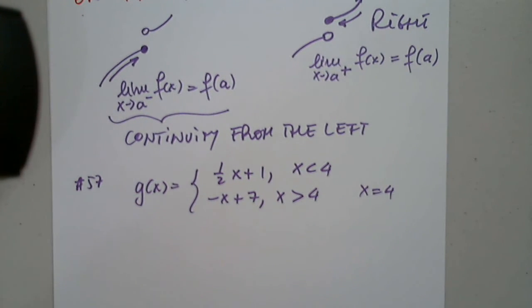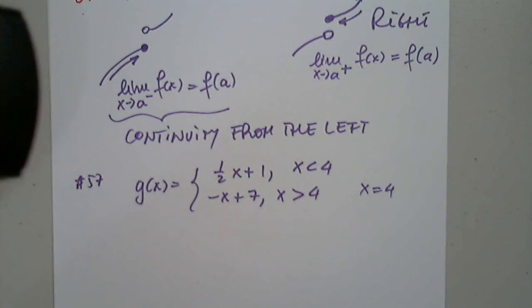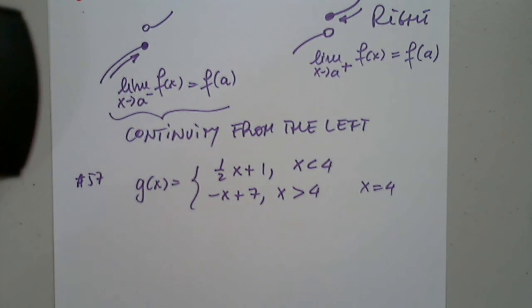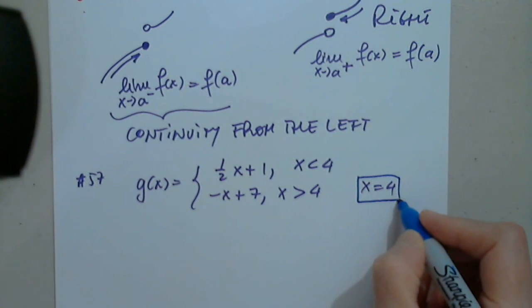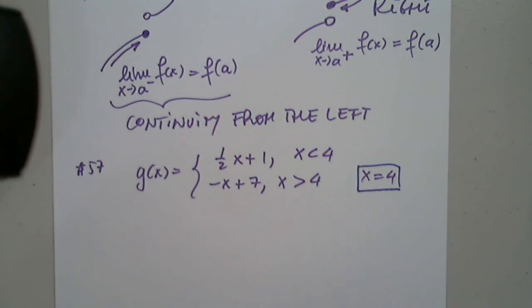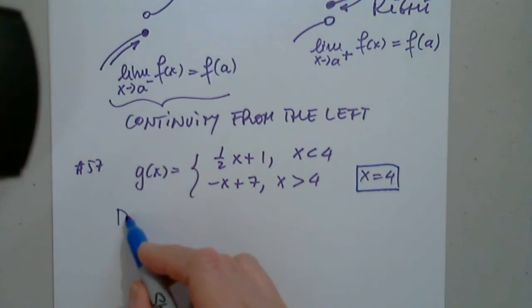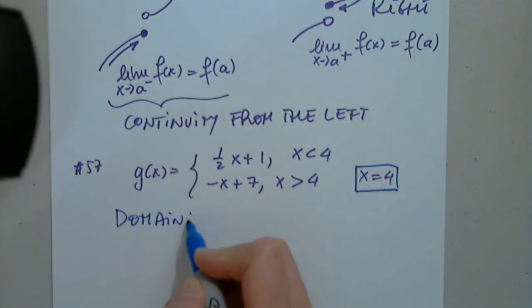We're not asked to graph this function. We're asked to identify whether the function is continuous at x equals 4. What is the first step we have to perform here? To find the what? The domain. Excellent.